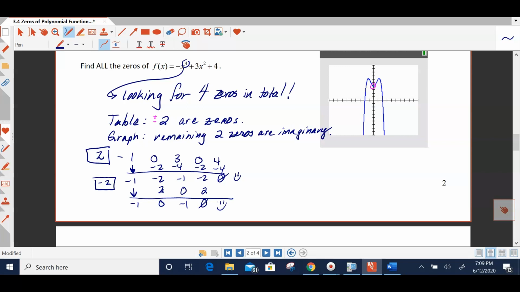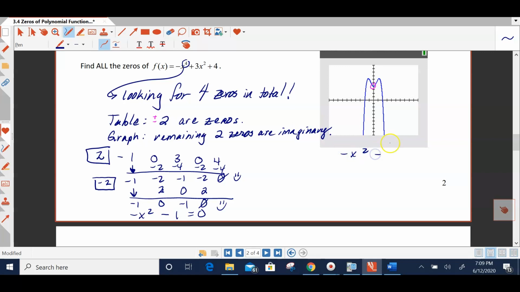So remember, we're finding 4 in total by doing 2 repeated synthetic divisions. This quotient at the bottom is a quadratic. There's a 0 middle term, so it'll be a -1x² plus 0 minus 1. So actually, that would probably look better as just x² minus 1. There's my quadratic.